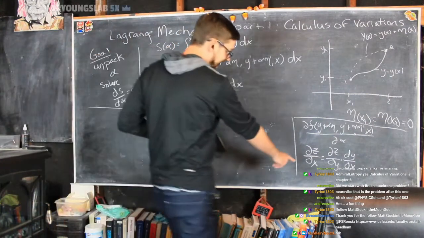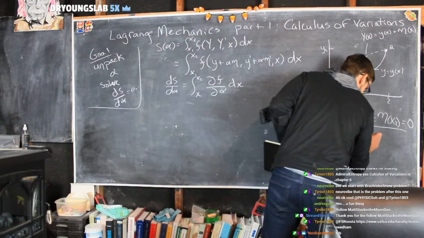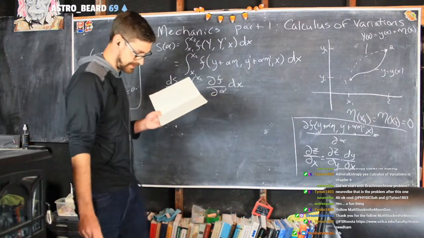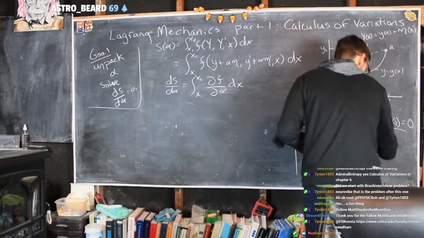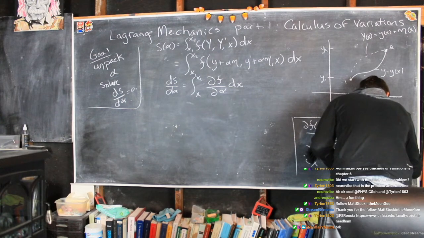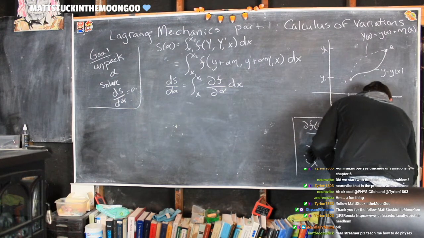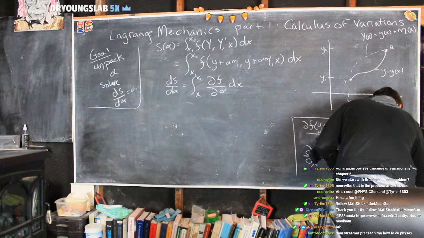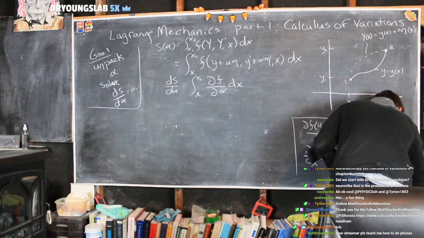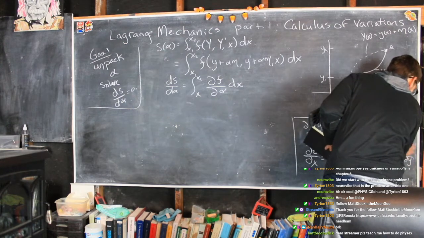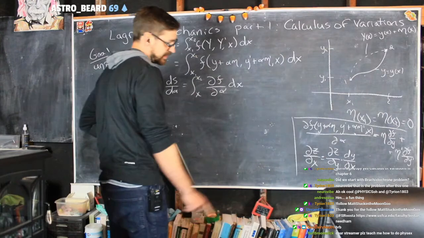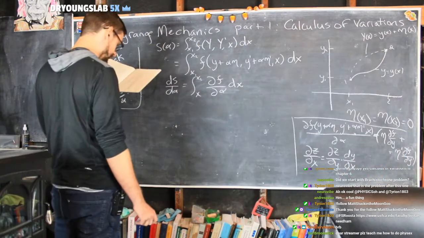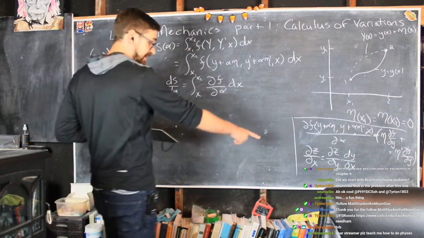So if we were to apply that to this, what would the result be? Well, this is the result: eta df/dy plus eta prime df/dy prime. So that's our new thing right here. So now we can go back to here because now we know what this is.